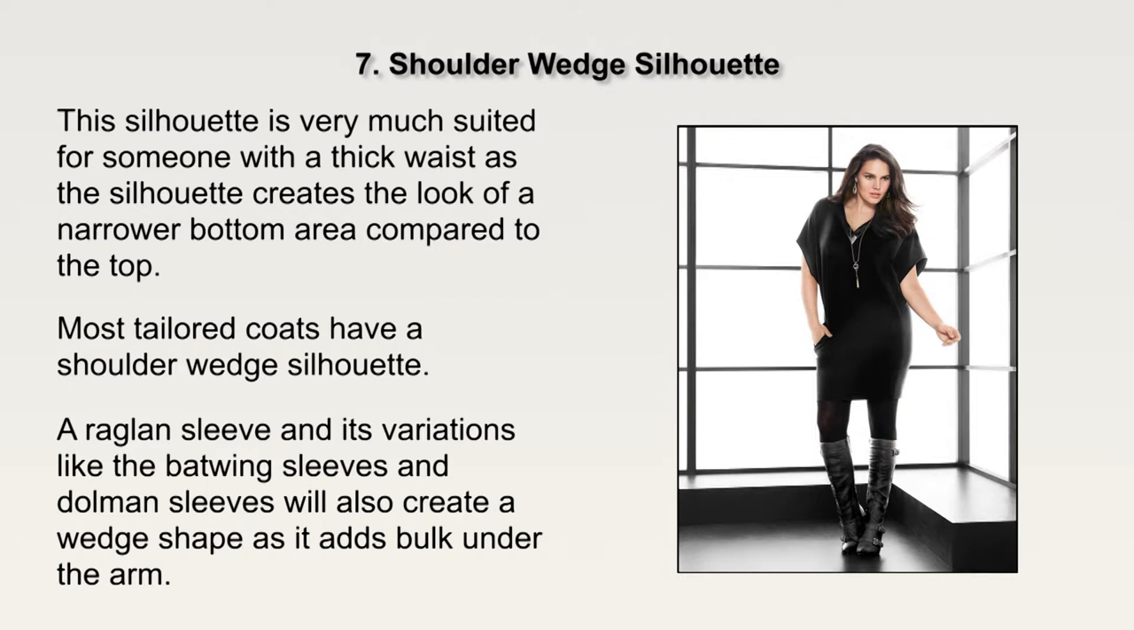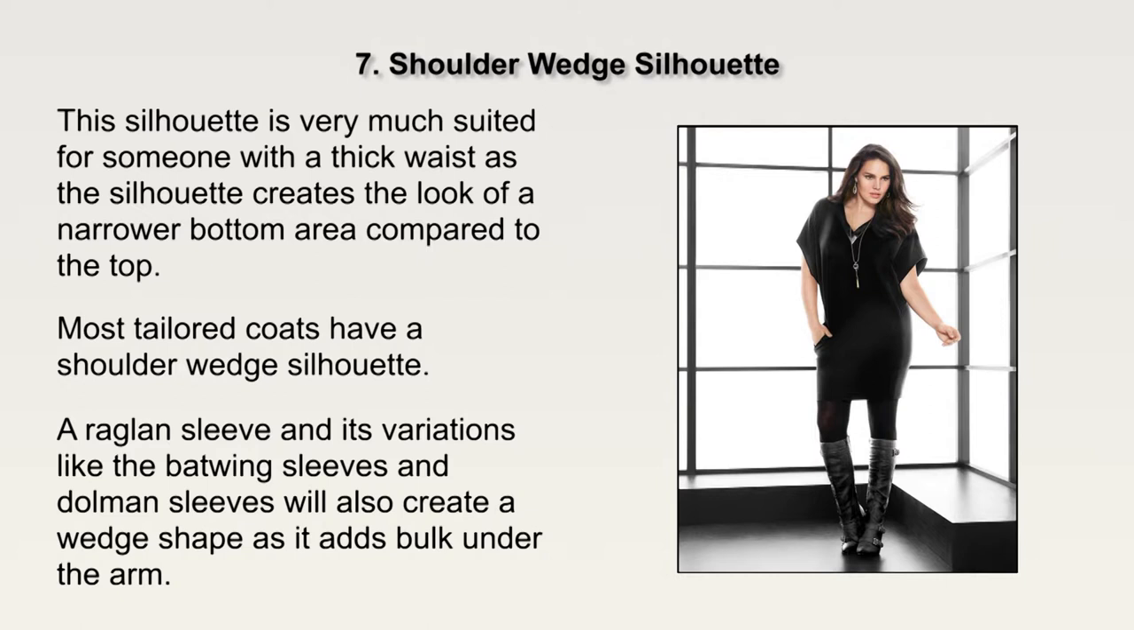This silhouette is very much suited for someone with a thick waist, as the silhouette creates the look of a narrow bottom compared to the top. You will have to make sure that the shoulder shape and size is in proportion to the wearer's size. Most tailored coats have a shoulder wedge silhouette.